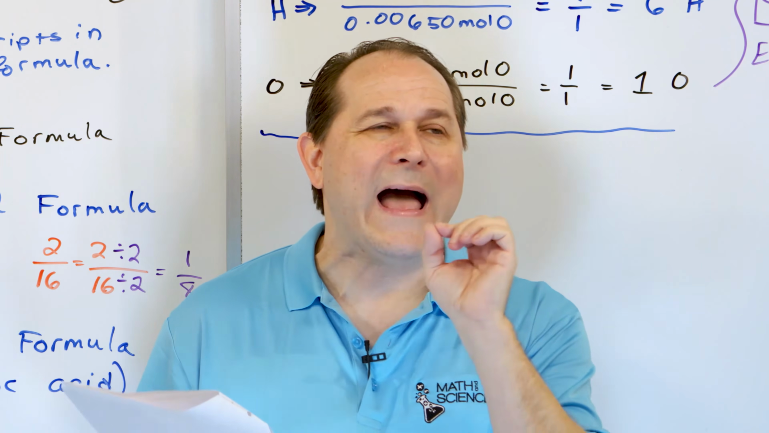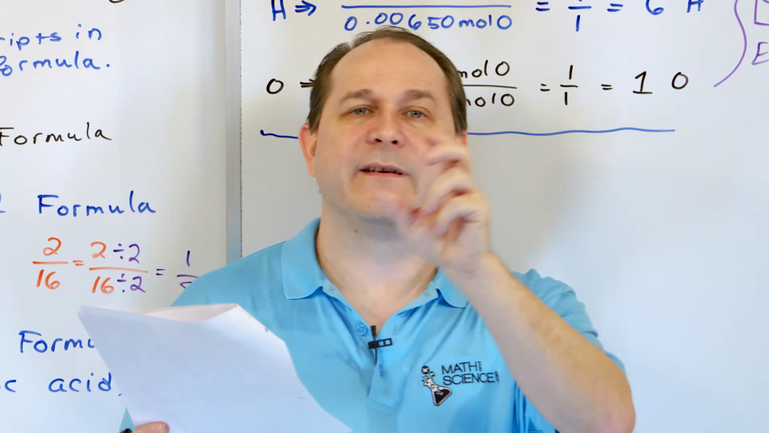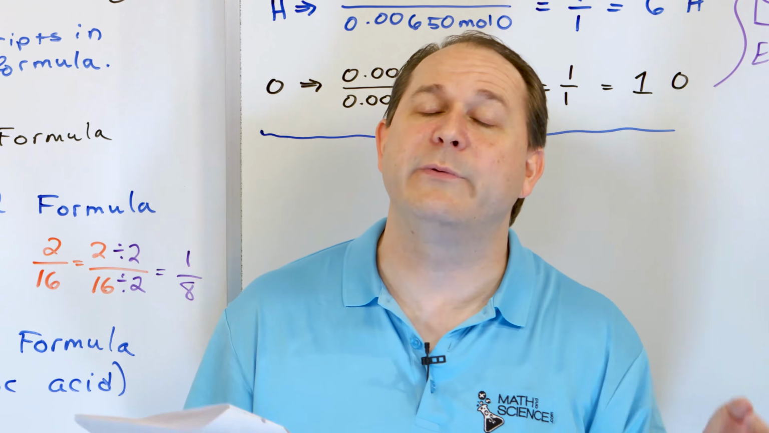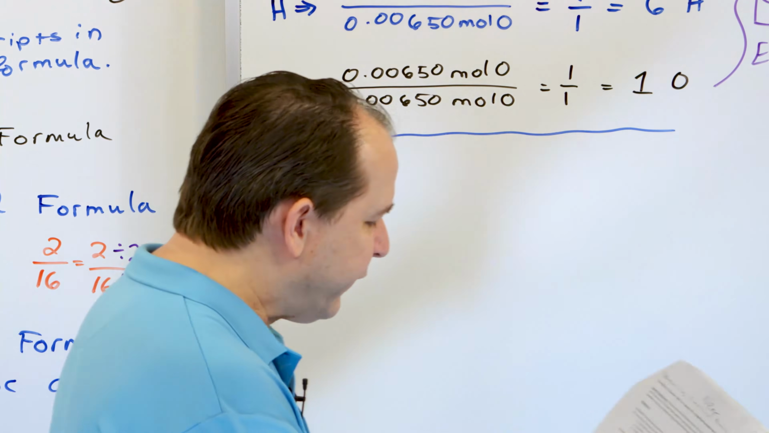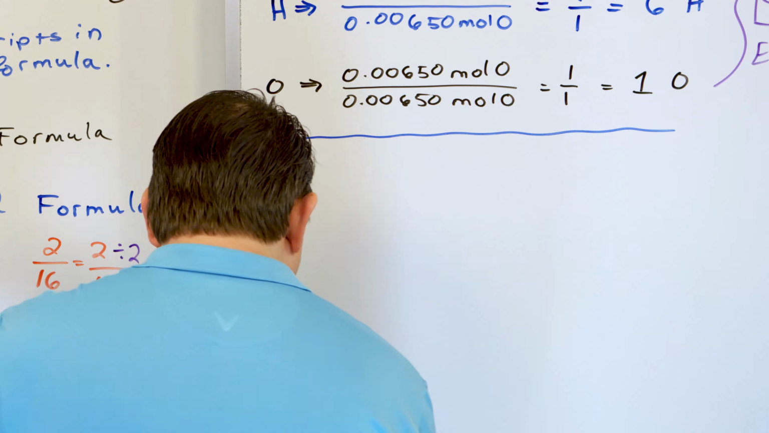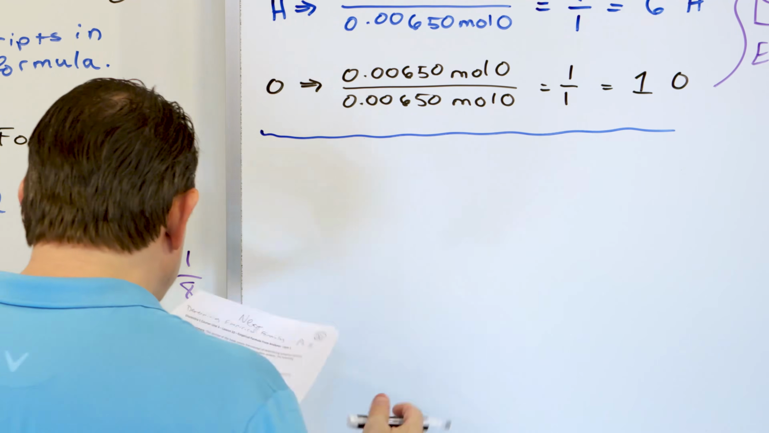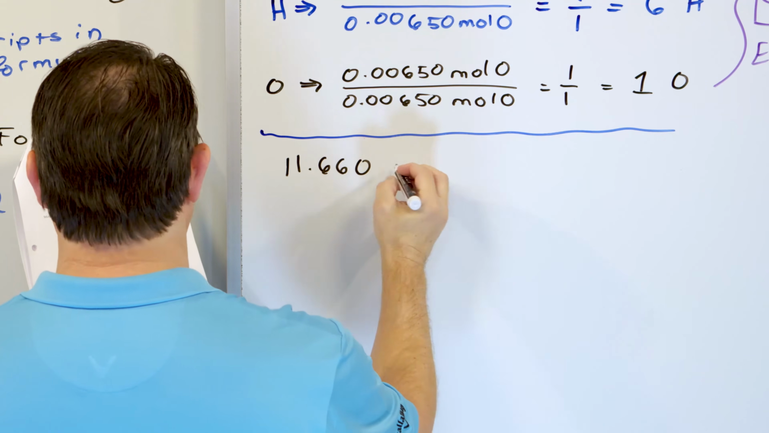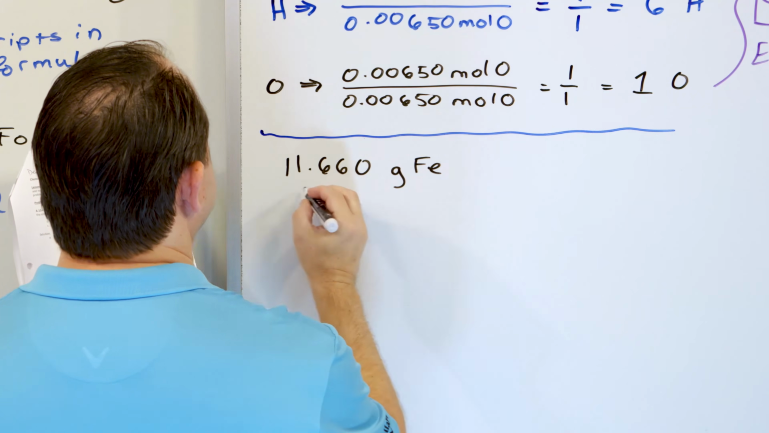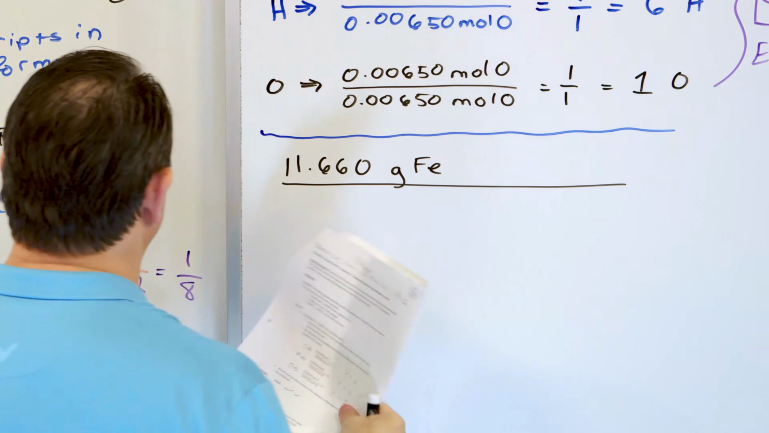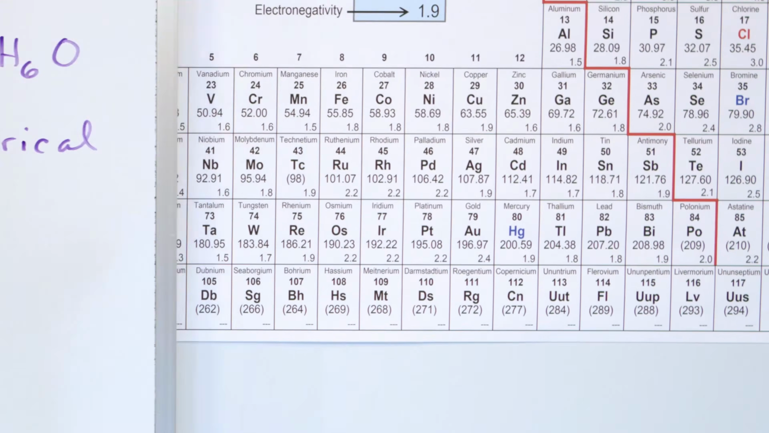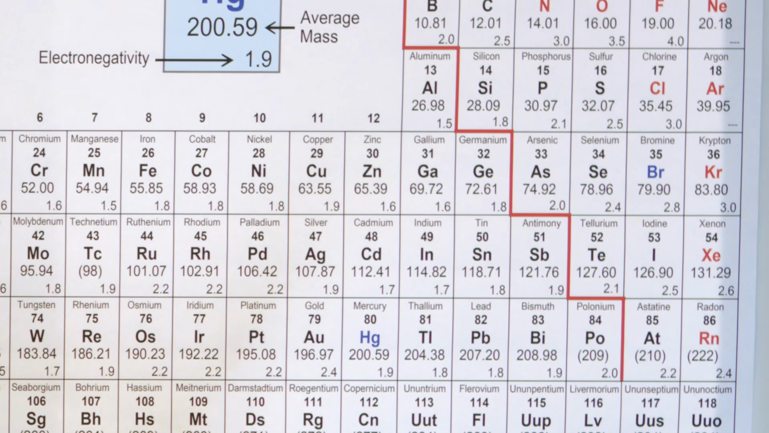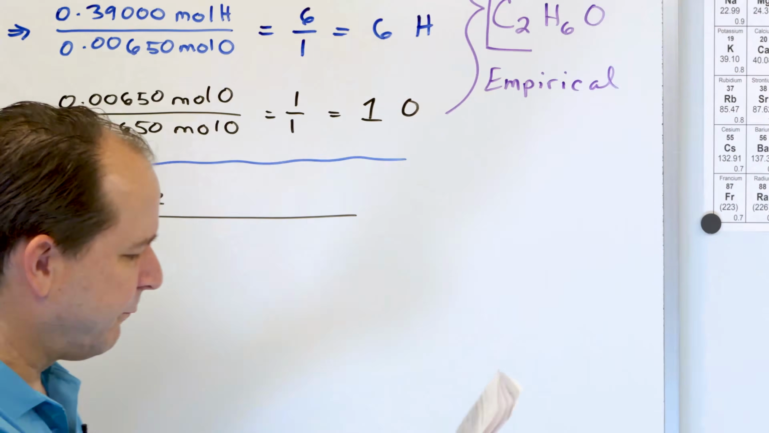But we know how to convert all of the grams of an element to the number of moles because we know what the molar mass is. So what we have to do in the beginning, before we really do anything else, is convert 11.660 grams of iron to moles. Now, if we look at iron on the periodic table, it's 55.85. What is that? Grams per mole.